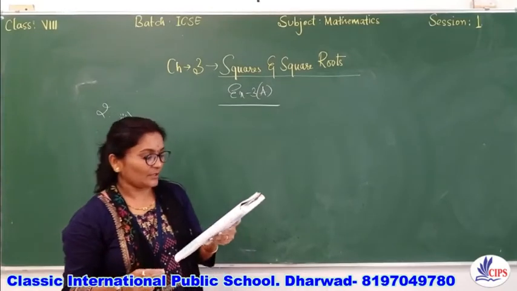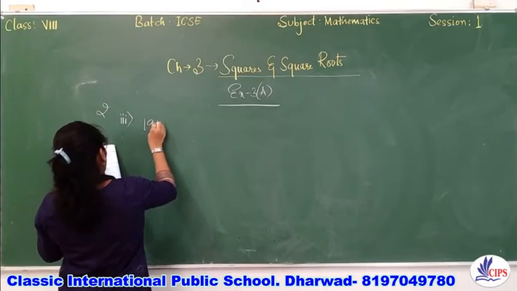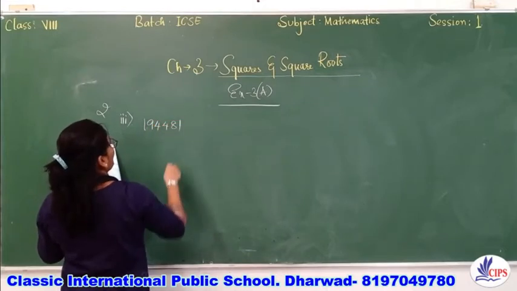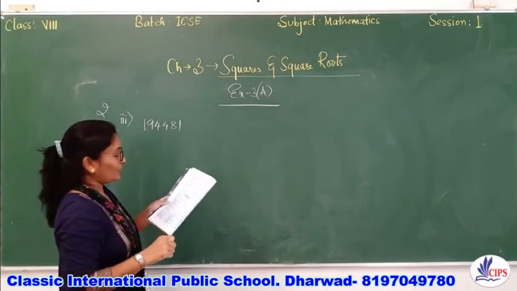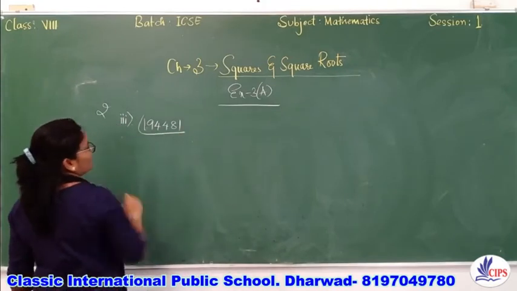So let's begin our second main third sum. So we have 194481, that is 1,94,481, and we need to find the square root of that using the prime factorization method.